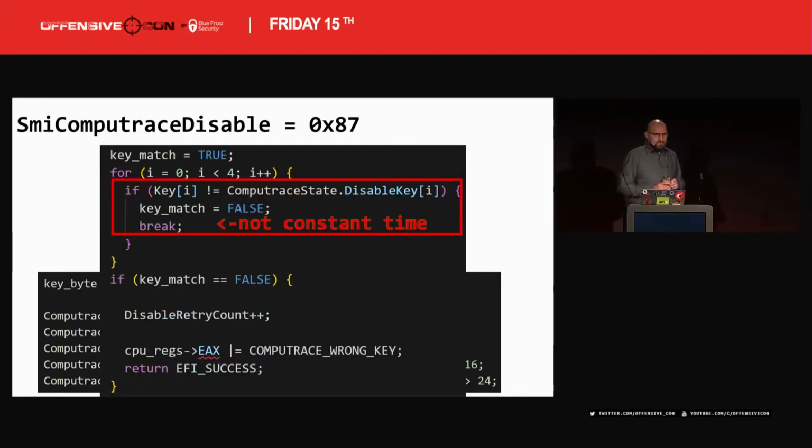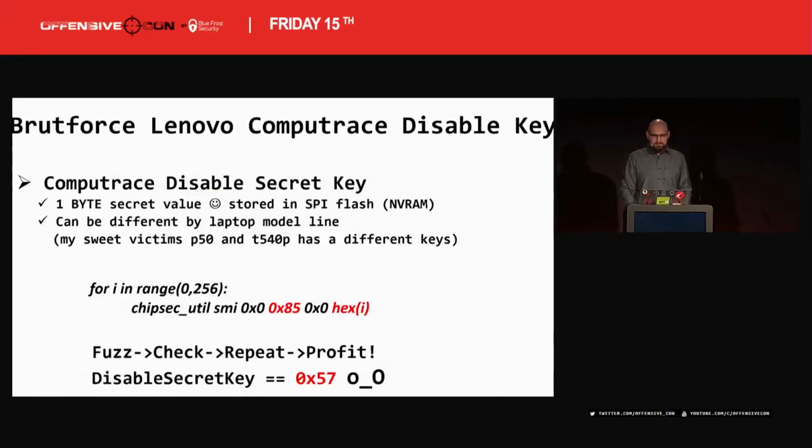So here is how it's matching the keys, and this is the key you need to basically permanently disable the compute trace or enable it from the operating system. And yeah, matching the key is not constant time. Cool, right? So we can brute force it because it can be called from the operating system level. And I was thinking about what kind of fuzzing ideas I could implement. And okay, the 1 byte value secret is stored in SPI flash in NVRAM, and can be different by laptop model.